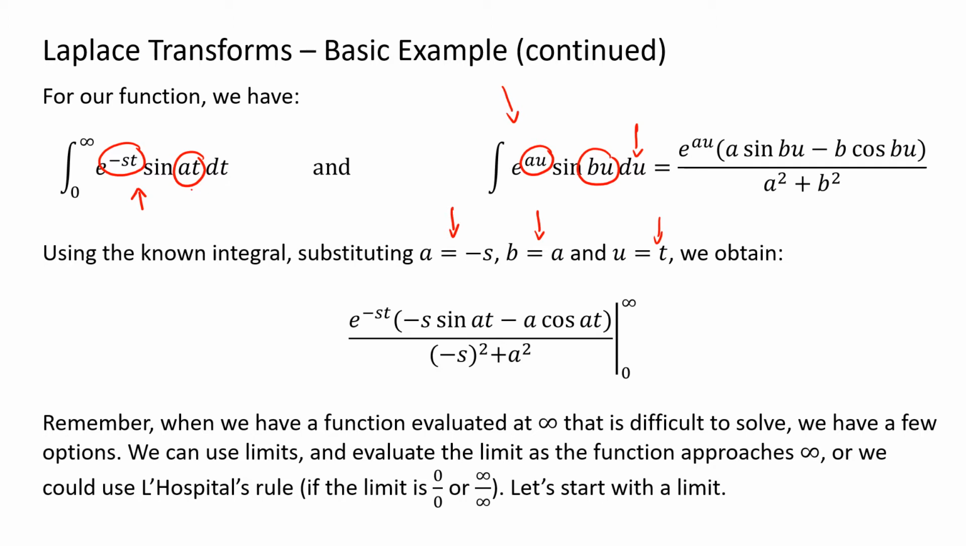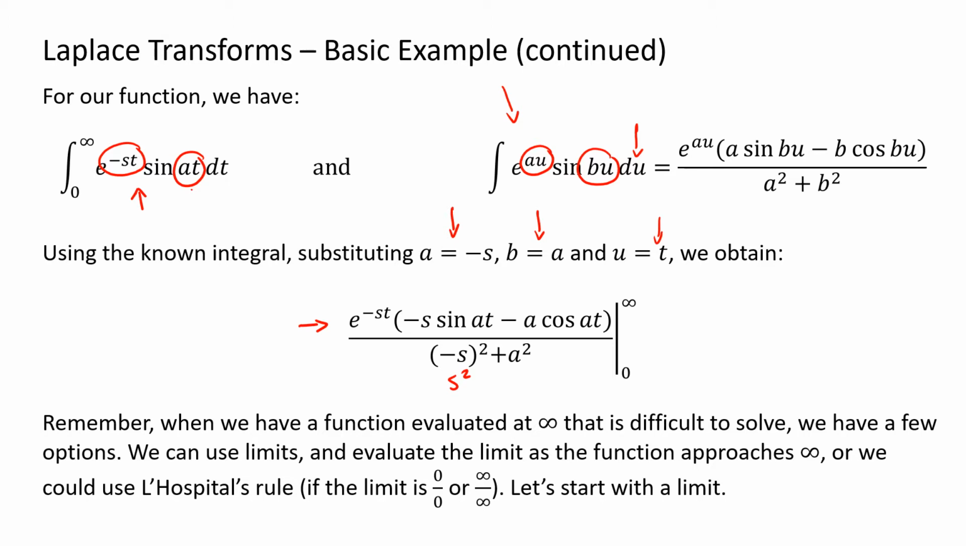So if I substitute those in, I get e to the exponent negative st times negative s sine of at minus a of cos at divided by negative s squared plus a squared. Negative s all squared actually comes out to s squared, positive s squared.